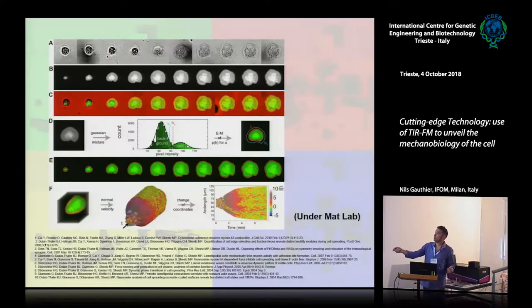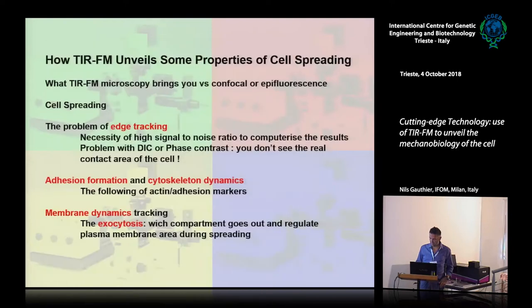Then this is what you do computing, you have motility and so on, then you can have your parameters, you encode the spreading, then you see you can encode with color, you have this. And then you do that under MATLAB, whatever software, and then you publish many papers with this type of technique, depending on the people. Then we solved one problem with the TIRF, the edge tracking, and really the interaction with the substrate. And let's move on now to adhesion formation and cytoskeleton dynamics.